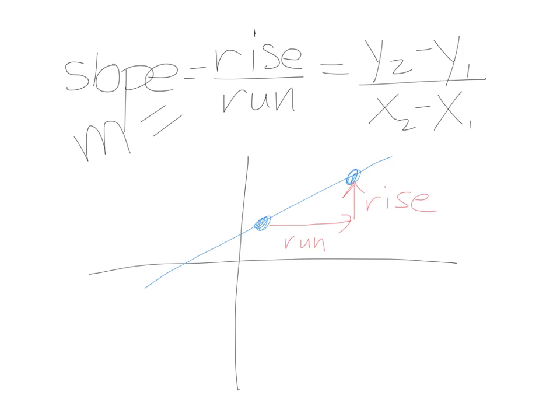And sometimes we talk about the slope being rise over run. That's the up and down over the left and right. Or in formula form, if you have 2 points, it's y2 minus y1 over x2 minus x1.